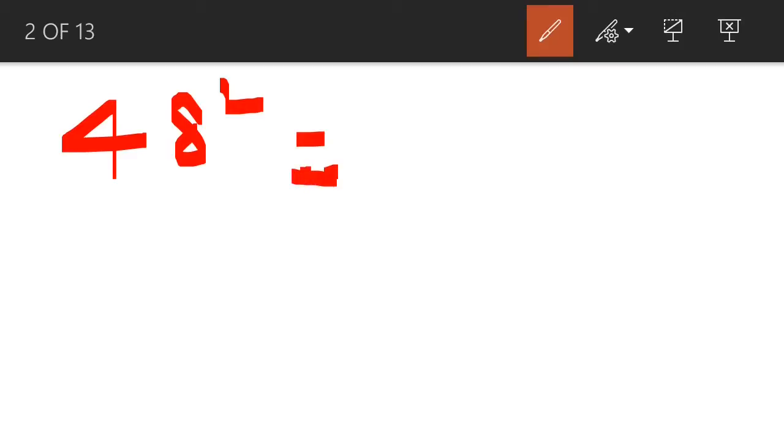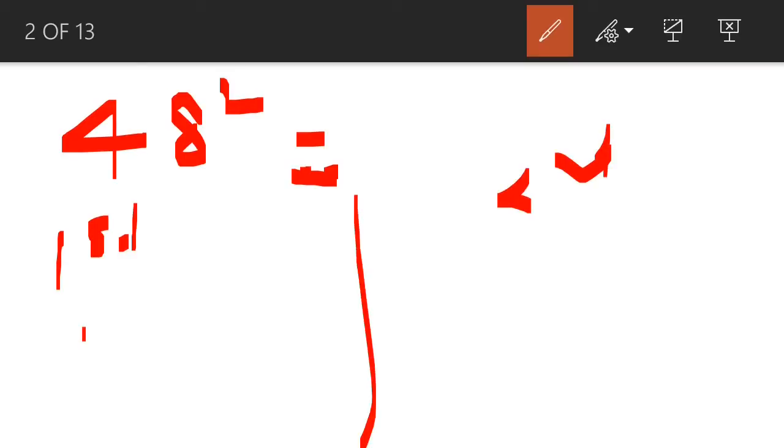For example, we take 48 square. For 48 square, we need to take it as two parts, first part and second part. In the first part you always have a 25 with you, because we are calculating the square of a number which is near to 50.